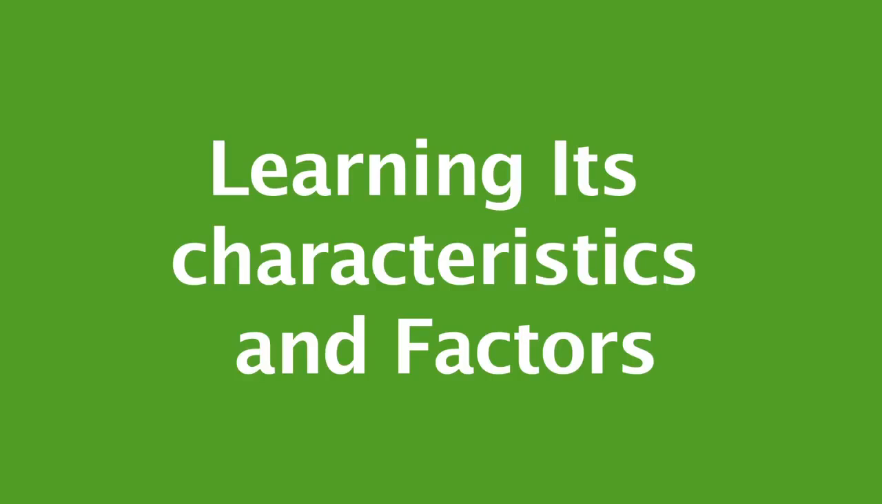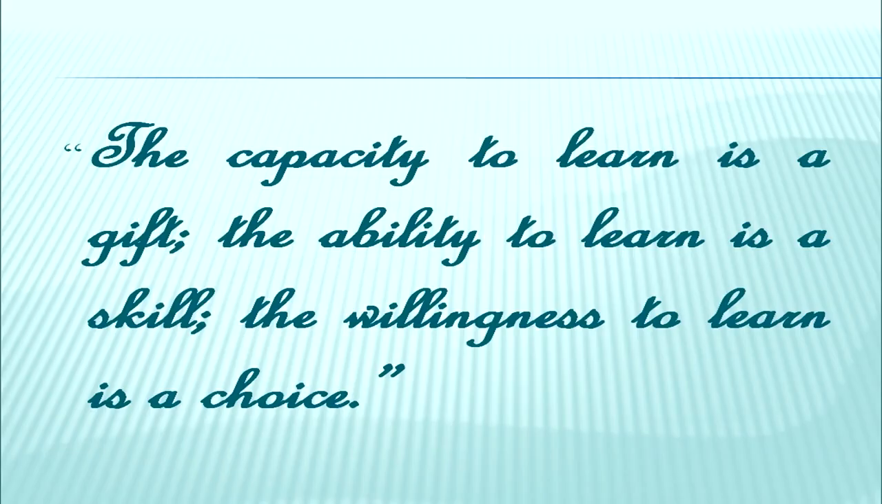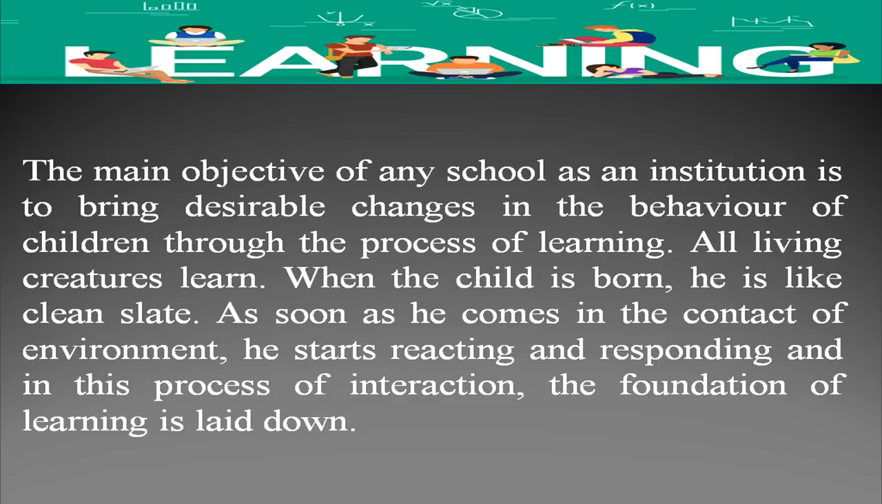Today the topic of discussion is learning, its characteristics and factors. The capacity to learn is a gift, the ability to learn is a skill, the willingness to learn is a choice. So beautifully said. The main objective of any school as an institution is to bring desirable changes in the behavior of children through the process of learning.